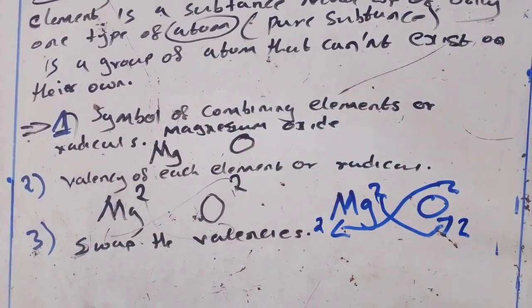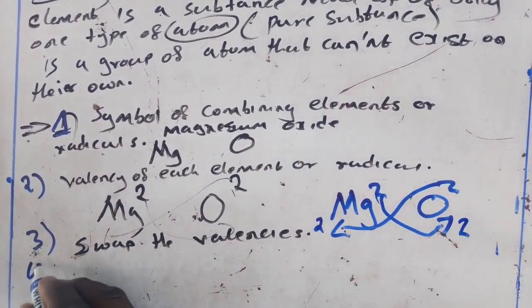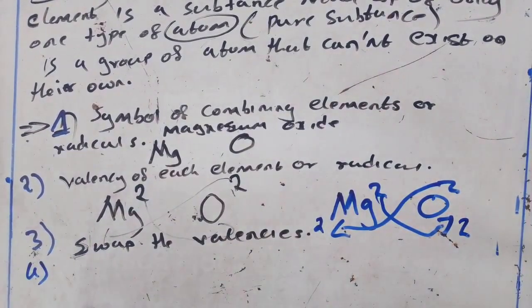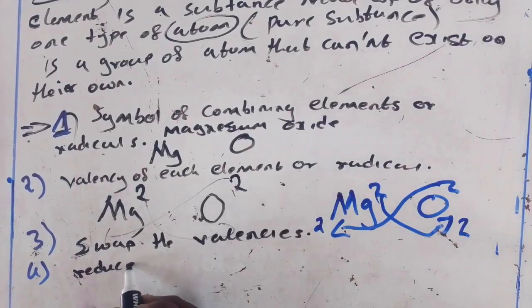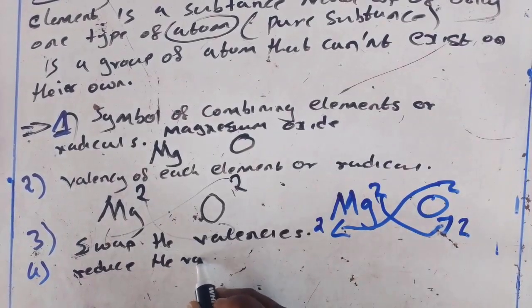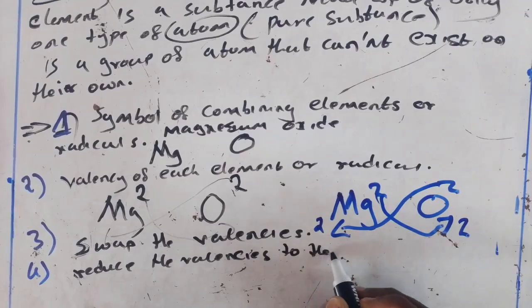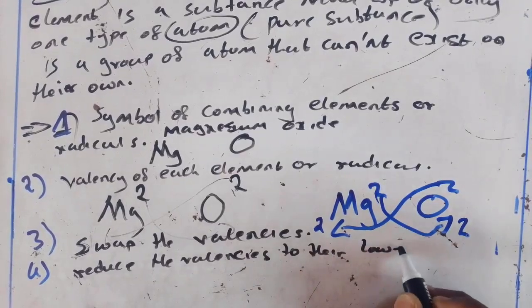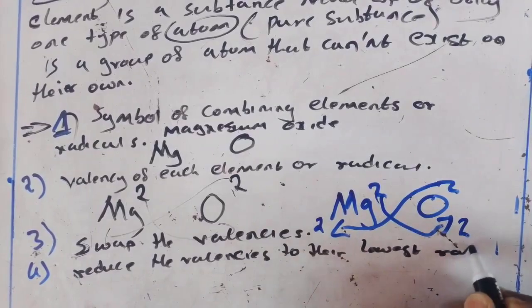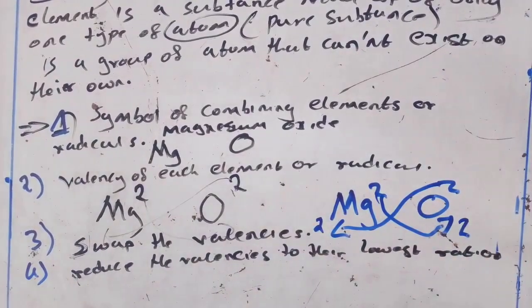The last step is step 4, which says reduce the valences to their lowest ratio. So after you have swapped, then you reduce the valences to their lowest ratio.